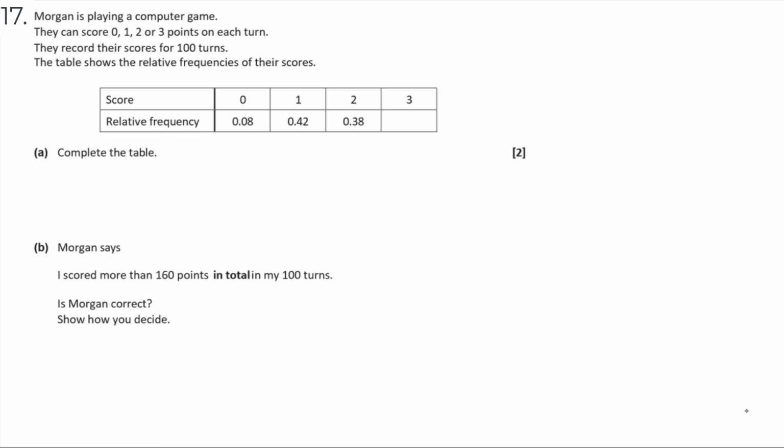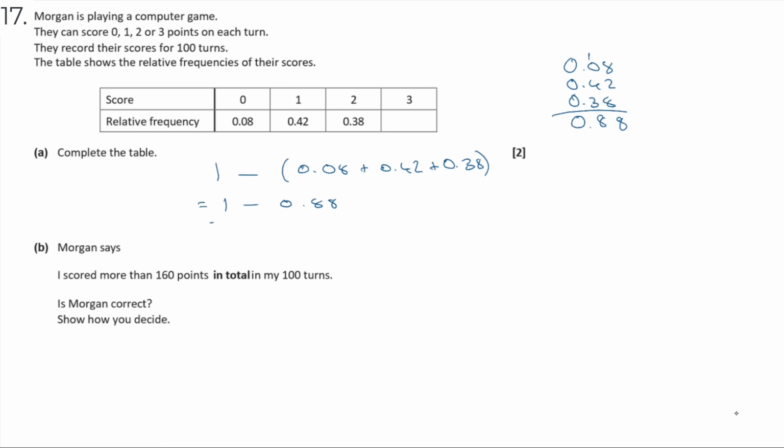So therefore, the relative frequency of getting a 3 is going to be 1 minus the others, isn't it? It's 1 minus (0.08 plus 0.42 plus 0.38). So 0.08, 0.42 and 0.38 add up to 0.88, doesn't it? So 1 minus 0.88 is 0.12. So that's my relative frequency of getting a 3.